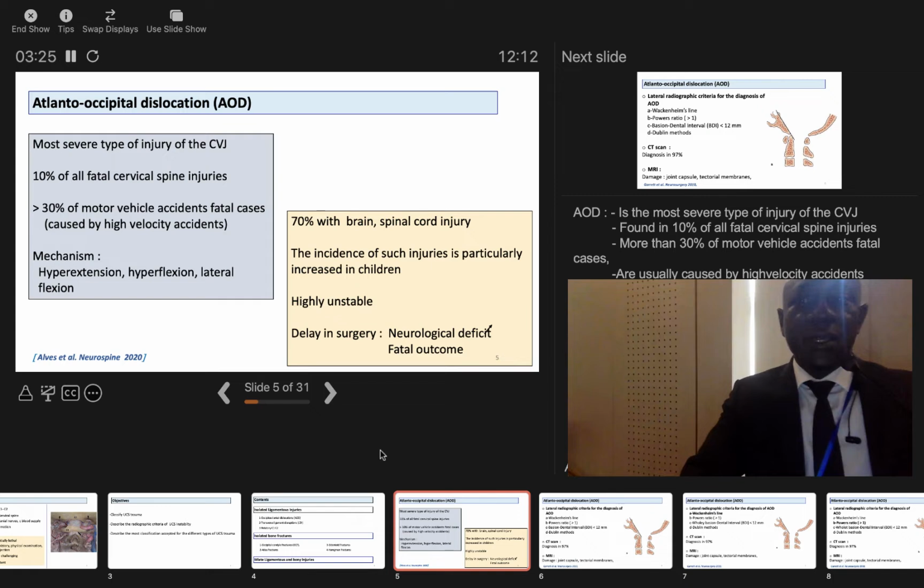70% of cases can be accompanied by brain and spinal cord injury and severe neurological deficit. They are highly unstable, compress, and distort the spinal cord. A delay in surgical treatment can cause a significant increase in neurological deficit, up to the development of a fatal outcome.